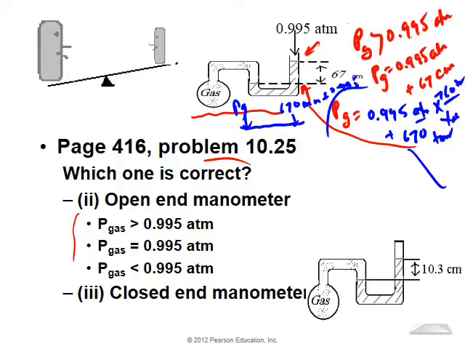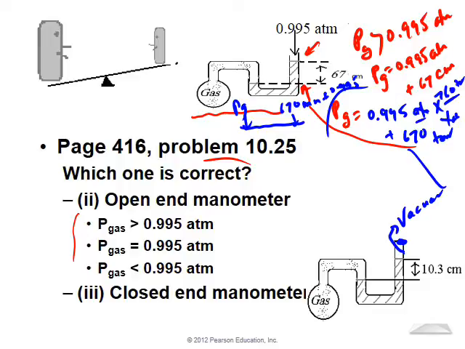In part 3, you have closed end manometer. That means this end is closed. It's not exposed to atmosphere, and you have vacuum on the top, right underneath that. So the space that you see, this is vacuum. Now in this case, let's again ask that same question. Of course, there is a vacuum, so there is no pressure on that side, other than the height of the mercury. So what is going to be the pressure of the gas?